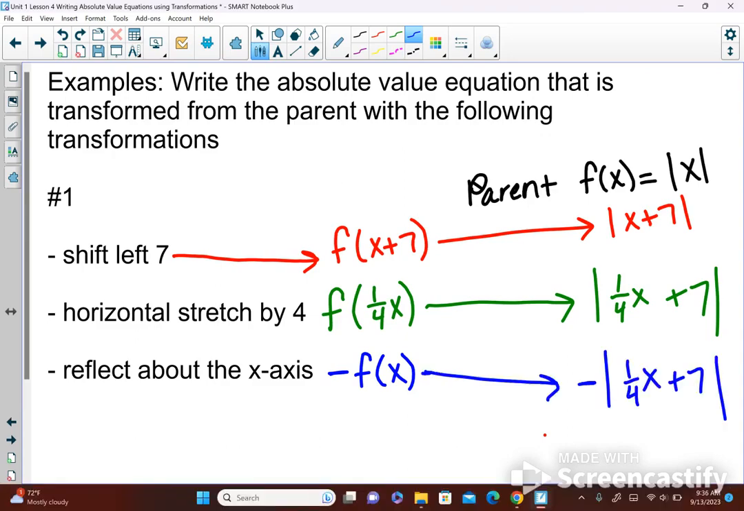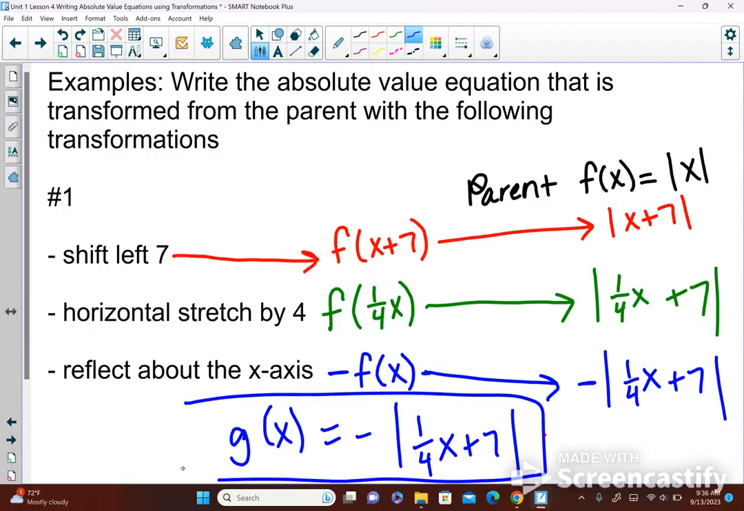When you've finished all your transformations, to write the equation, you want to give it a different name. Because we started with f of x, I'm going to call this one g of x and just say g of x is equal to negative absolute value 1/4 x plus 7, close those absolute values. This is the function I got after I performed all of those transformations.